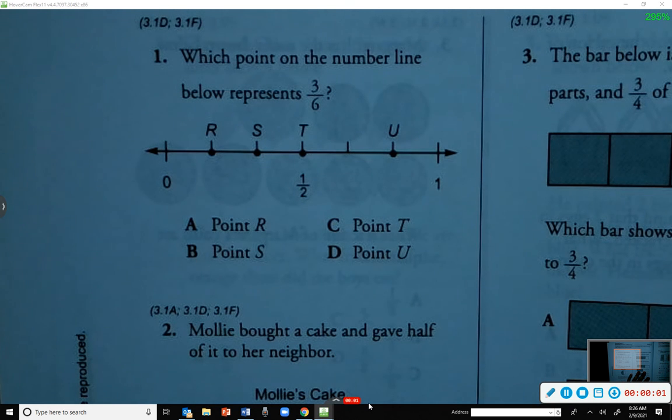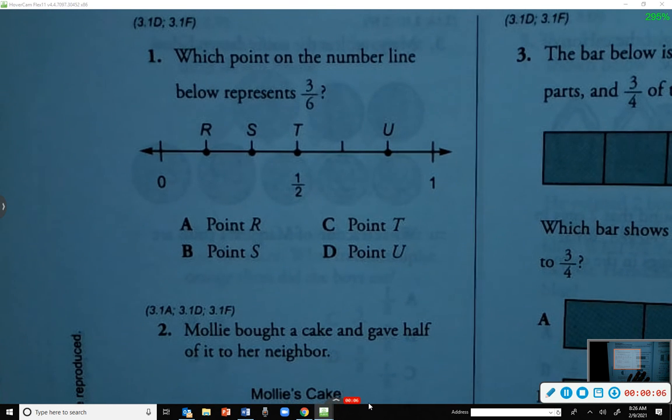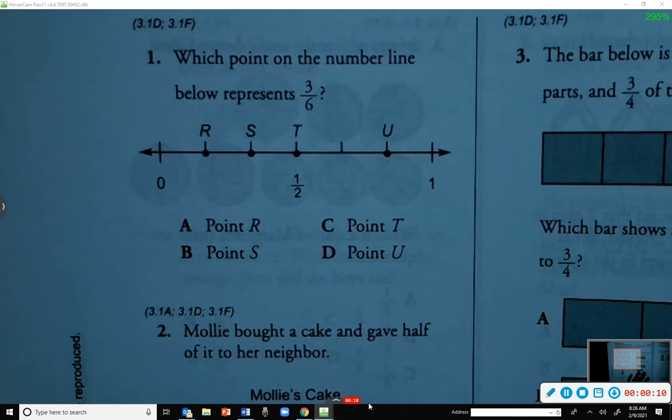Okay, we are going over STAAR Master page 28 today. So make sure you do these problems before you start watching.